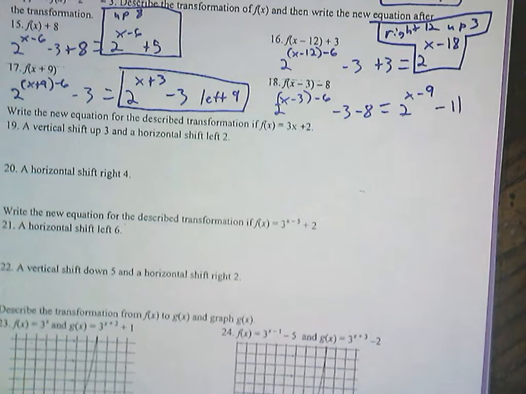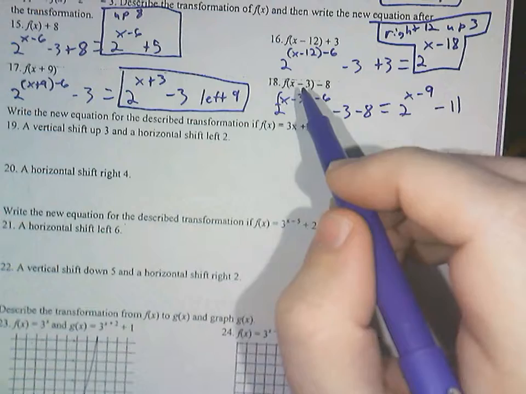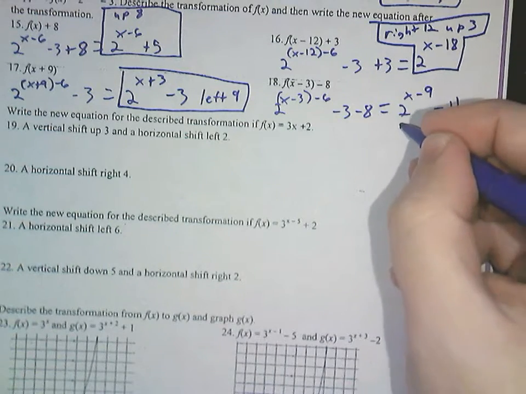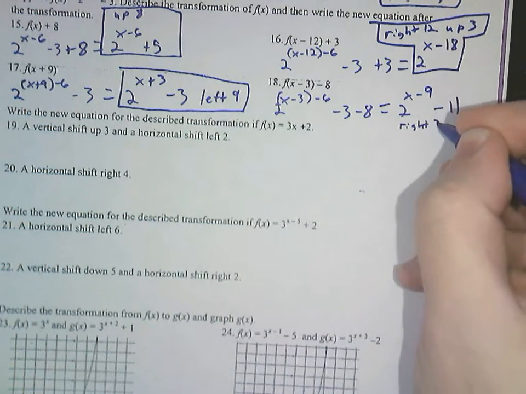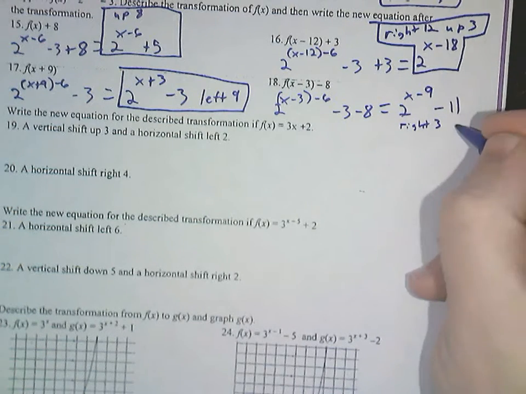Then I just have to describe it. I subtracted 3 in the parentheses, which meant I went right 3. And then I subtracted 8, which means I went down 8.